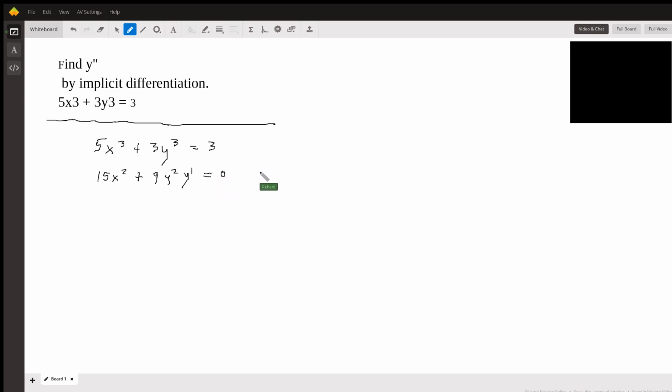So now we want to rewrite this and isolate the y prime. So I'm going to get 9y squared y prime is equal to negative 15x squared. I'll divide by 9y squared now. y prime is going to be equal to negative 15x squared over 9y squared.